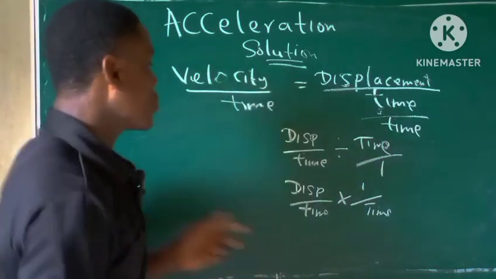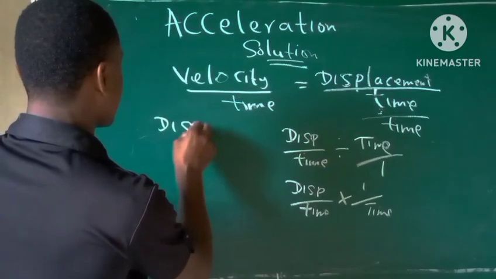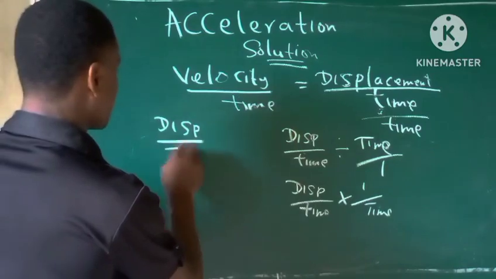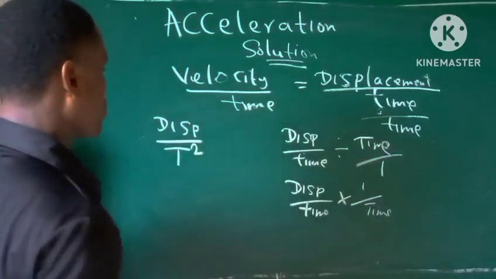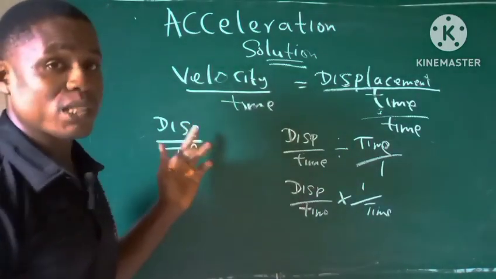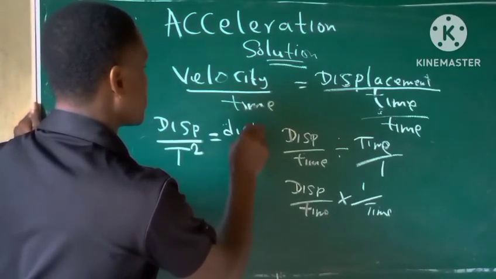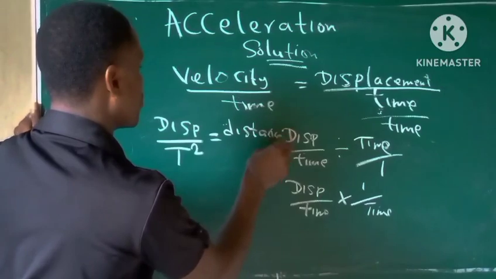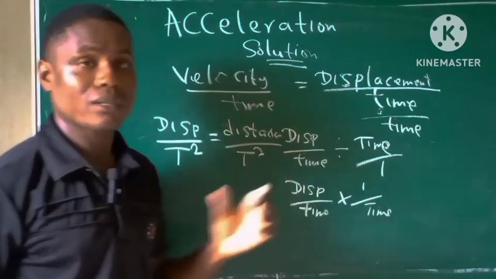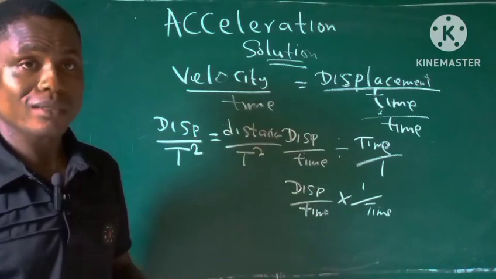So displacement times 1 will still give us displacement, right? Displacement all over time multiplied by time will give us time square, or t square. What you should understand is that in place of displacement, you can also write distance all over this time square. In calculating for various dimensions in physics, in place of displacement you can also put distance, the same thing.